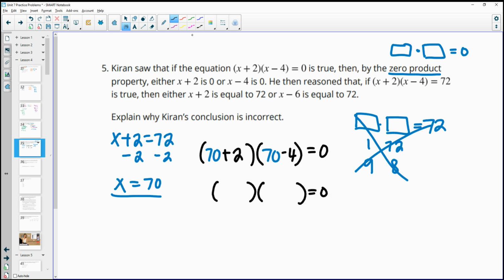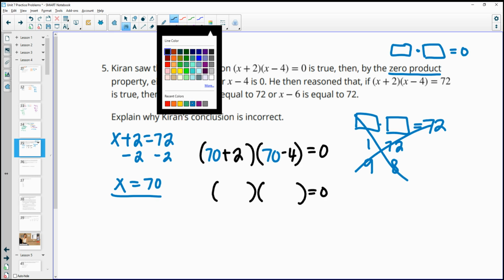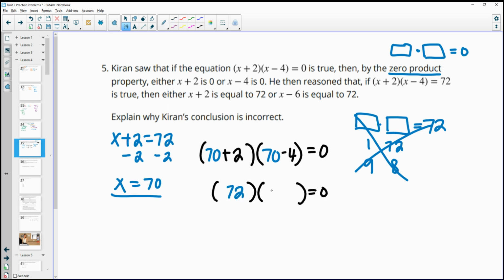And we would be getting 72 times 66, and that certainly does not equal 0. So this is not a solution. So you could just show that it didn't work out.